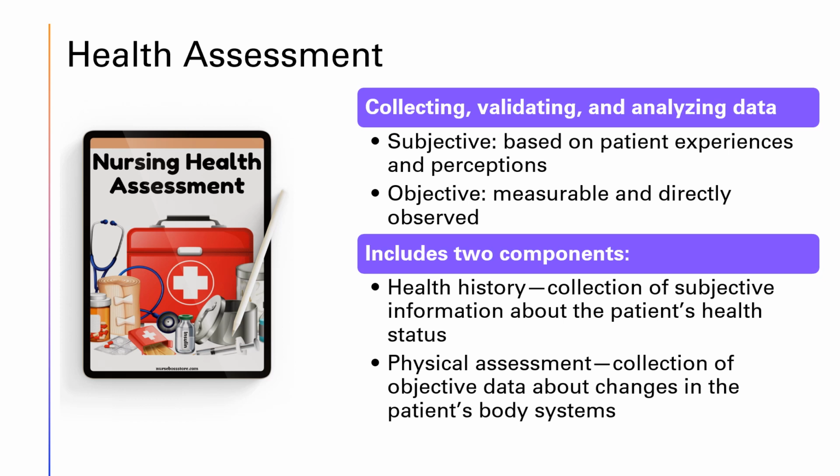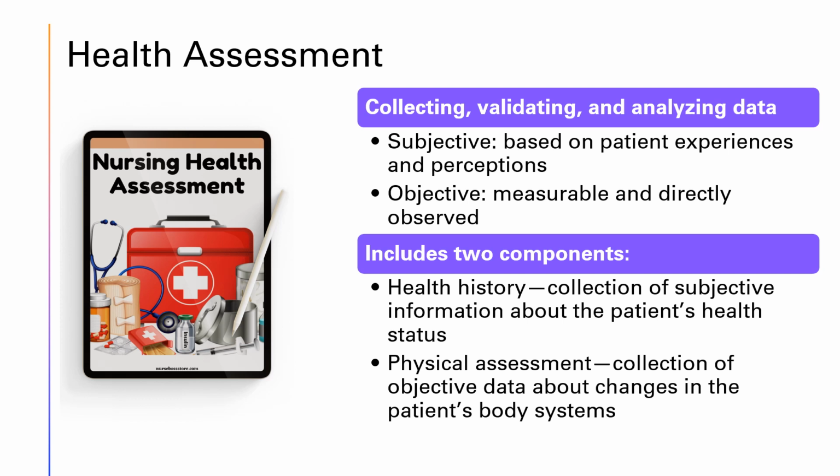Subjective data is information that is based on the experience and perception only felt by the patient and reported by the patient. Pain, for example, is subjective. Only the person experiencing the pain can tell us what the pain feels like. Objective data is information we gather that is measurable and directly observed by the healthcare provider. Pulse rate is measured. Respiratory rate and effort is directly observed. A thorough health assessment includes both subjective and objective data.